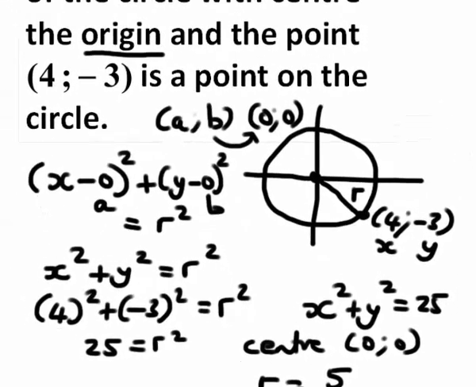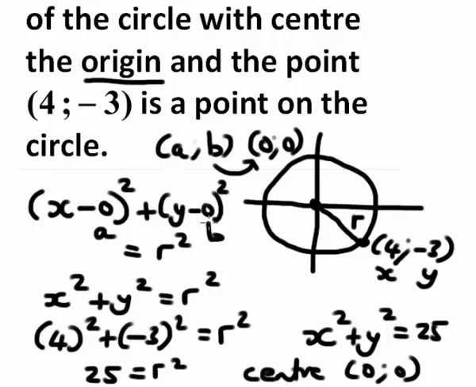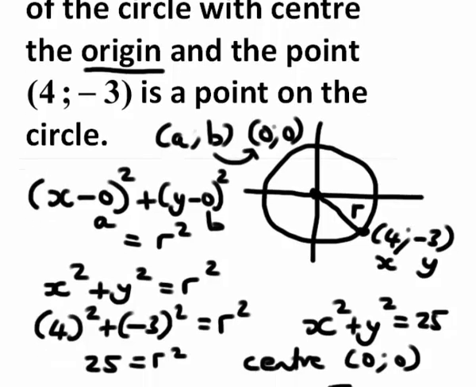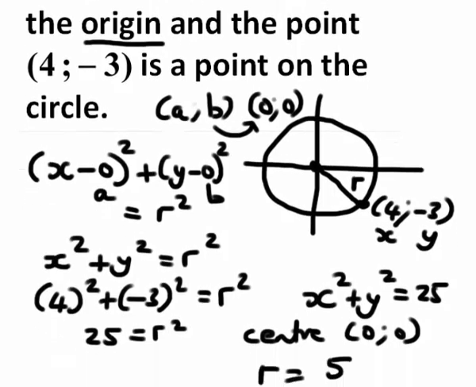You've got a center, which is a and b, and you've got the radius, and you've got a point. You must have a point on the circle. Then you can say x minus 0 squared plus y minus 0 squared gives you r squared. x squared plus y squared is r squared. Plug in the 4 and the negative 3, and there you go. You get r squared is 25, the center being 0, 0, and the radius being 5.